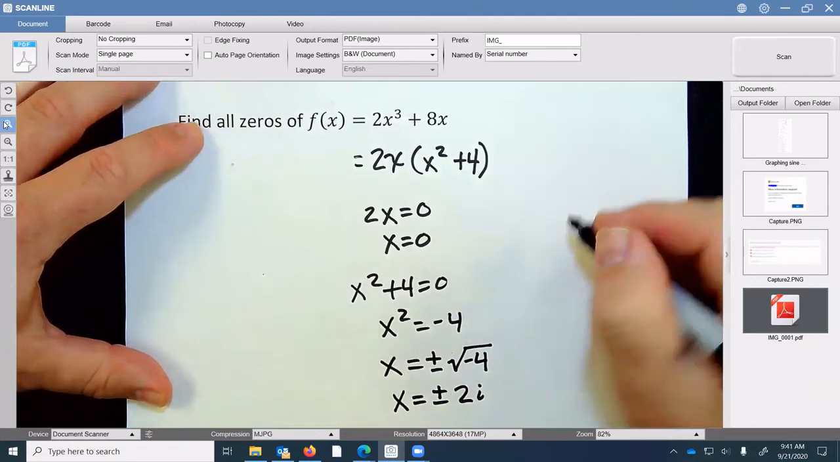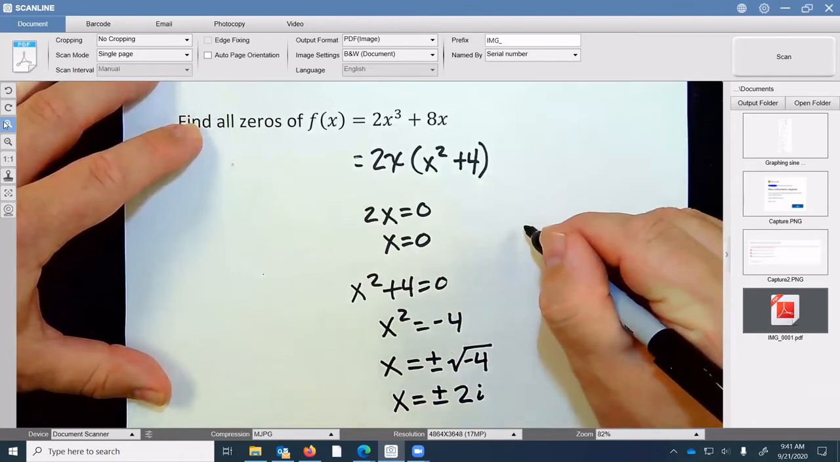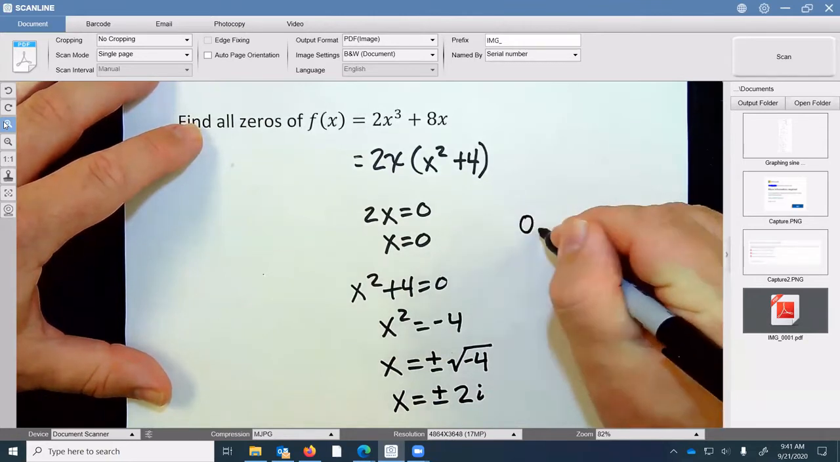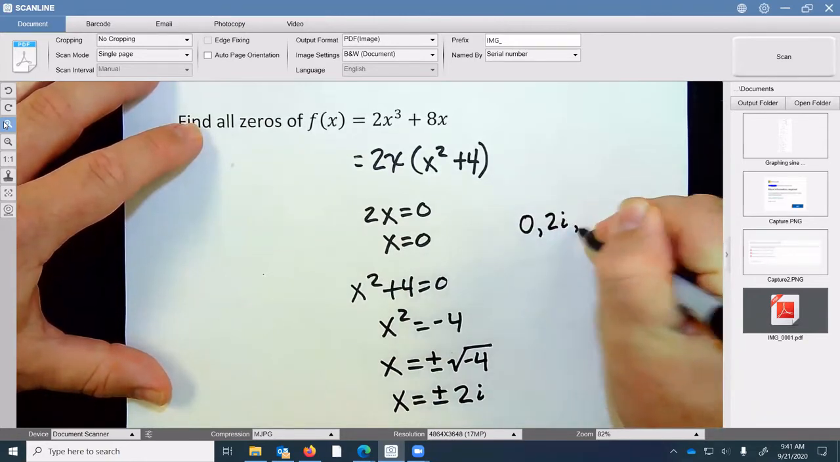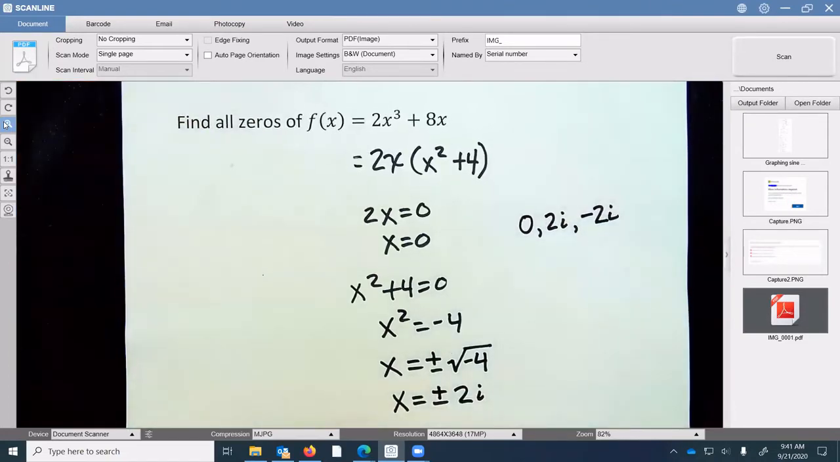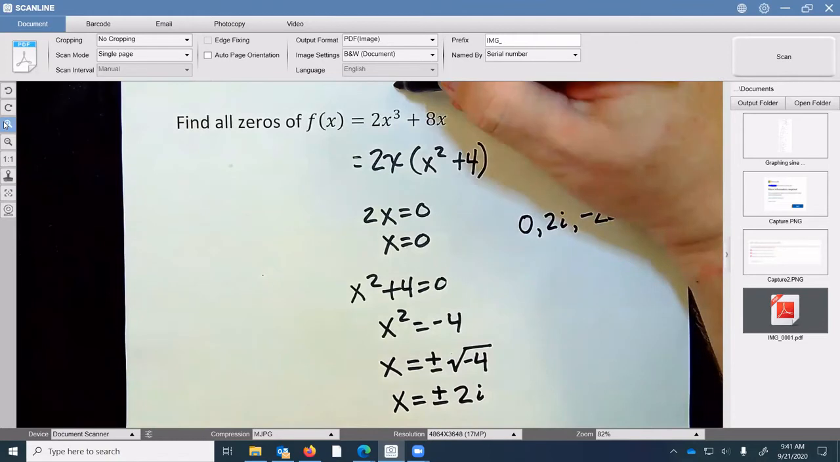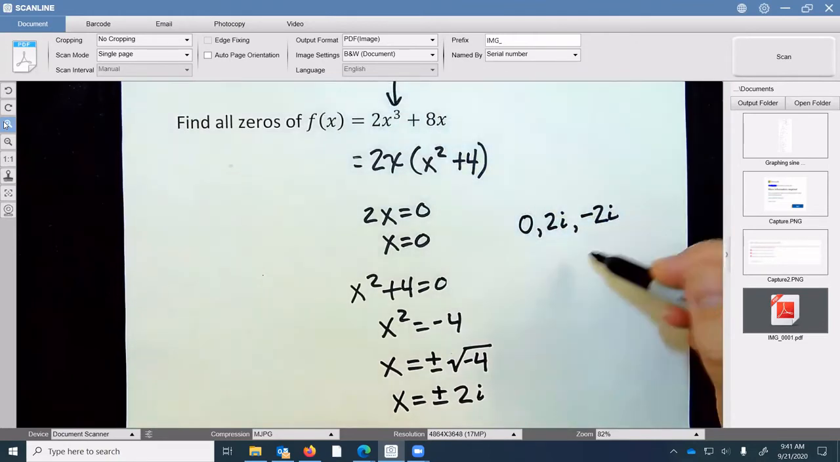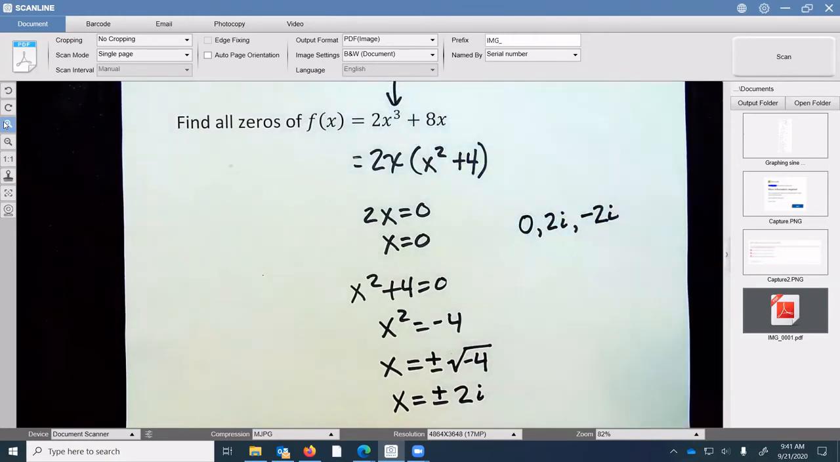So my zeros of this equation are 0, 2i, and negative 2i. It's a third degree polynomial. I have 3 solutions. Life is good.